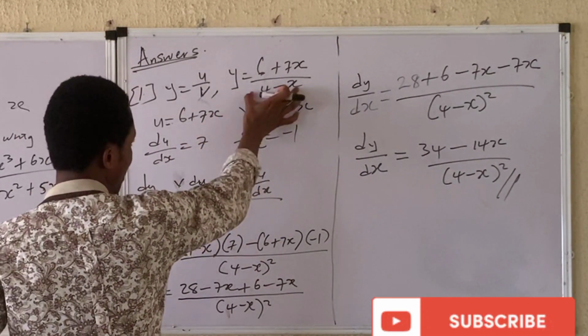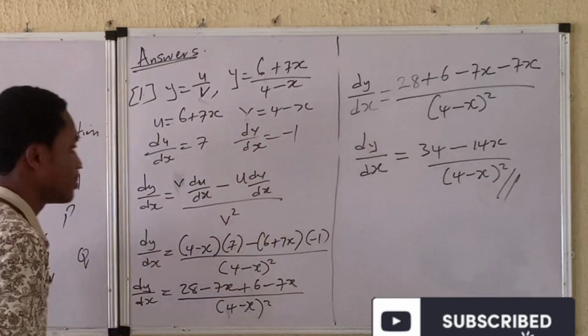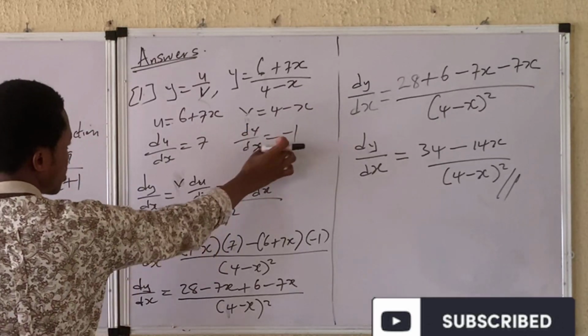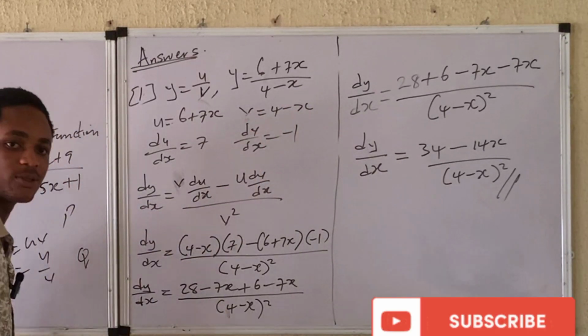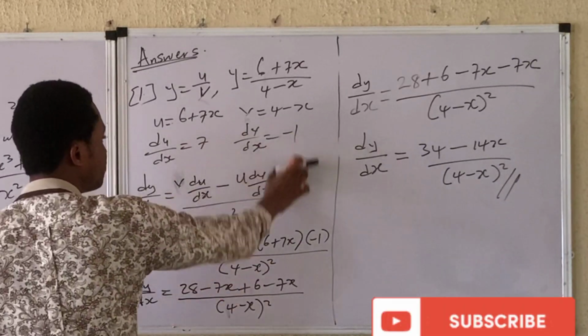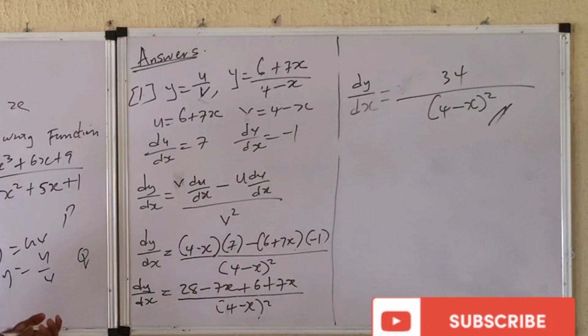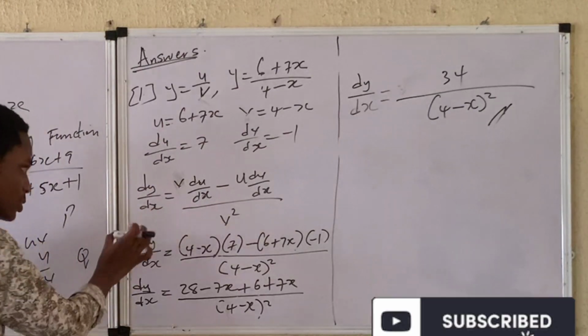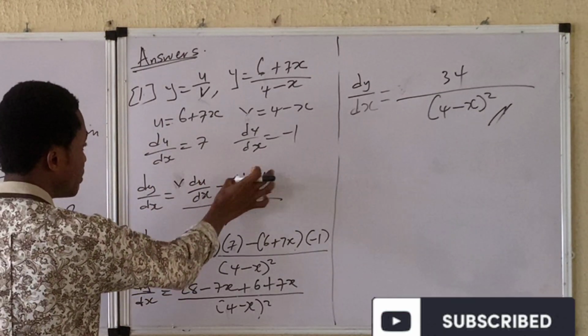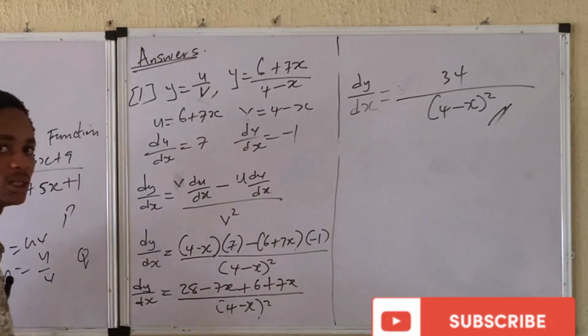While the v, which is at the denominator, is 4 minus x. Differentiating v gives dv/dx. Differentiating the constant 4 will give you 0, and differentiating minus x will give you minus 1. Now the general formula displayed on the board is dy/dx equals v du/dx minus u dv/dx, all over v squared.